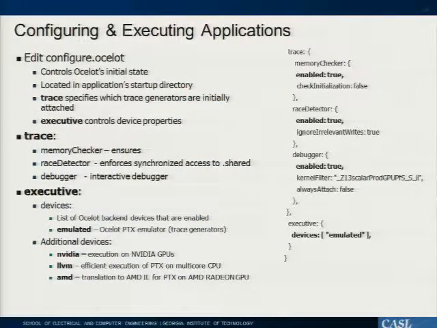To execute a program using the trace generators, you modify the configure.ocelot document. We have configuration objects for each of the trace generators that we've implemented. Most of them you just need to enable. Some of the additional trace generators have parameters, like the debugger, which allows you to always break into a kernel before it's executing, or just choose a specific kernel.